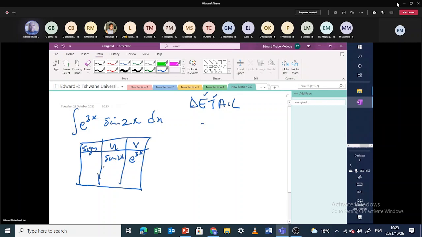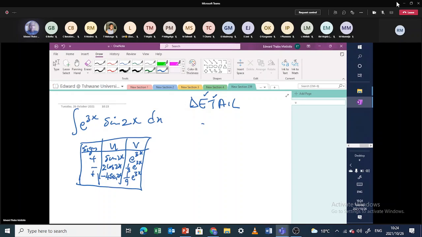Differentiating sine 2x, this is 2 cos 2x. Differentiate again is minus 4 sine 2x. So it's positive, negative, positive. With this one, if you started with sine, and then when you get sine again, you stop. That's how you stop on this one. So I only do it 3 times there. So I have 1 over 3 e to the power 3x, 1 over 9 e to the power 3x.